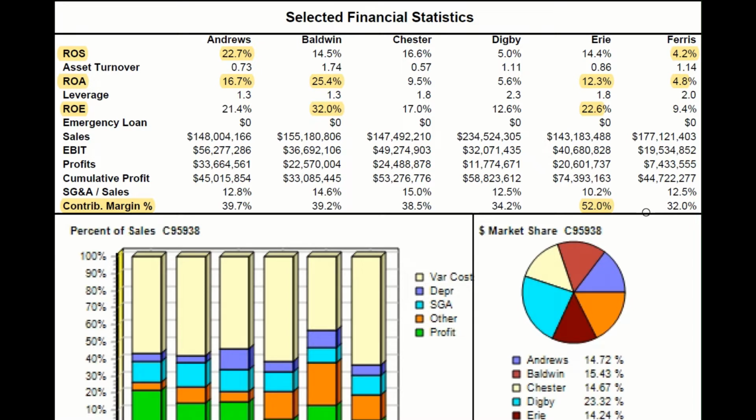Now, these are some of the things we look at. But when we look at the GM for every company, Andrews, Baldwin, Chester, we can see each and every one of these companies has a GM in excess of 30%, which according to market measures is appropriate, is acceptable. What it does tell us is the higher the GM, the more operating dollars I get, so to speak, from part one of my P&L.